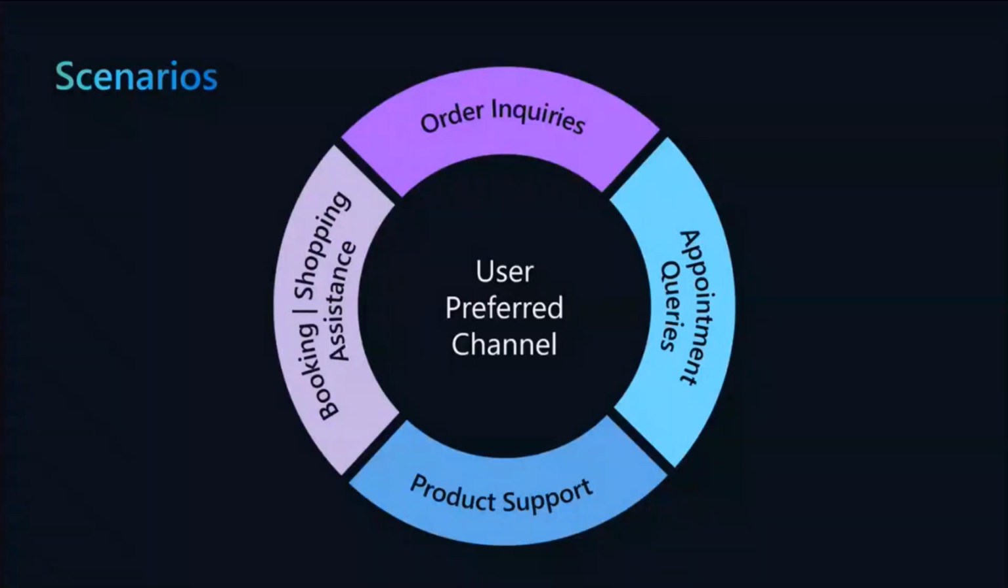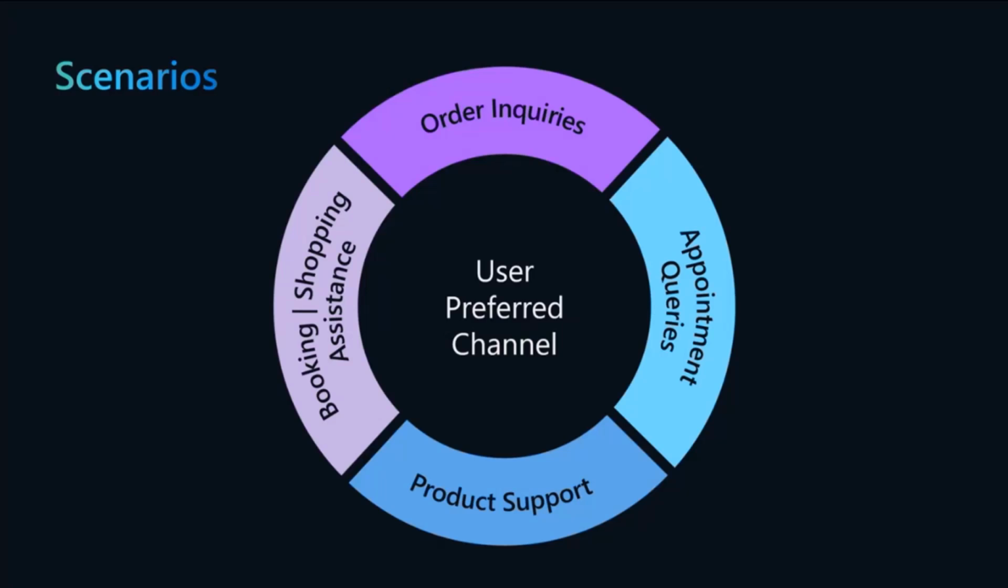And the third category could be product support. We saw one example where the bot is connected to the knowledge base. It could be the website, it could be documents on SharePoint, or it could be a database which has the common errors and troubleshooting guides. So a bot can help users with product support. And another example is booking and shopping assistance.